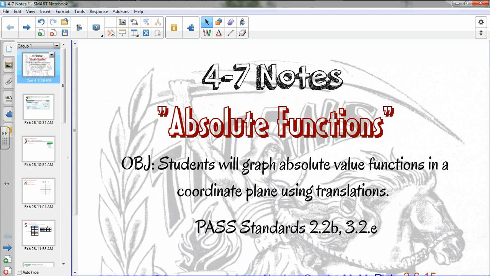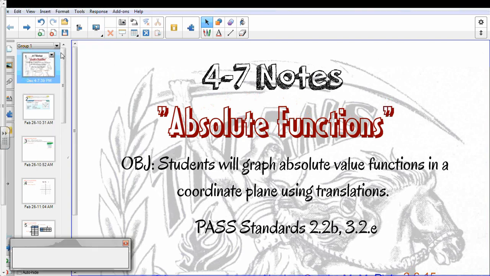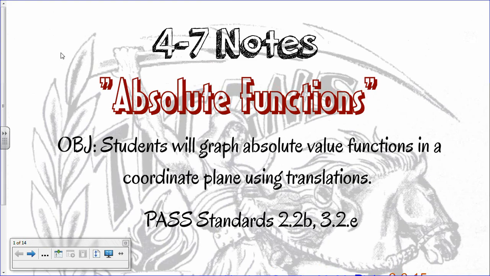4.7, absolute value functions. Okay, now, what's the absolute value of a number? It's always going to be what? Positive. This is different. And what makes it different is this little word right here, functions. Okay, this is basically very similar to what we've been graphing, and that's linear or lines, right? Okay, an absolute value function is going to be the shape of a V. Okay, so it's a little bit different, but there's a lot of similarities.